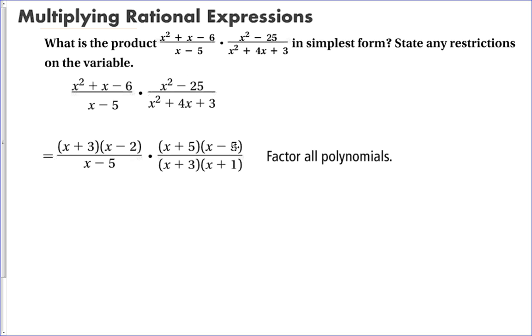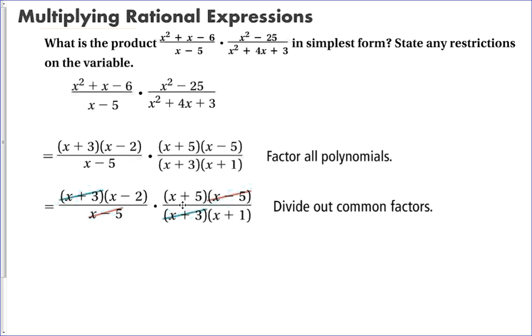So it's x plus 5 and x minus 5. And then this one will factor into x plus 3 and x plus 1. Okay? Now, since you're multiplying, this can really be like one complete fraction, and you can cancel across your multiplication sign. Right? So we can cancel the x plus 3's, and we can cancel the x minus 5's. Okay? So we're doing the same thing we just did with simplifying a rational expression. You simply factor everything, and then you cancel out common factors from the top and the bottom.